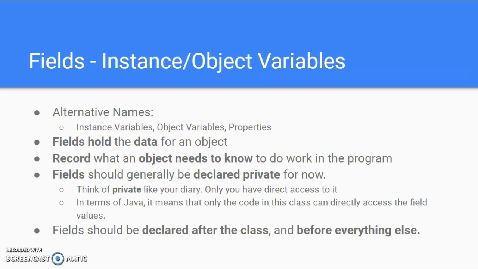Now, the fields are called instance-object variables. Alternative names can also include properties. They hold the data for an object, they record what an object needs to know to do work in the program. They create a space in the computer that will be referred to by the name of the variable, and you can set the variable equal to data, and this data will then be placed into the space set aside for that name.